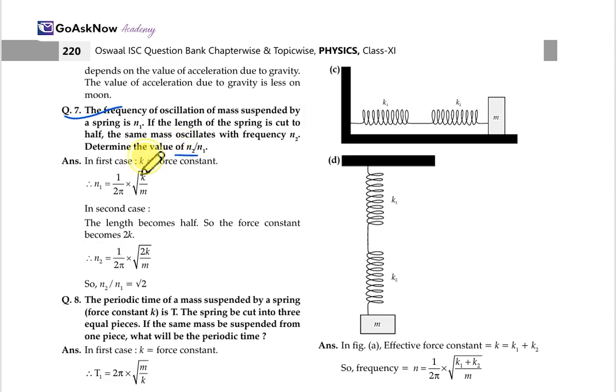In the first case, k is the force constant, so n1 equals 1 upon 2 pi into square root of k upon m. In the second case, the length becomes half, so the force constant becomes 2k. So here n2 will be equal to 1 by 2 pi into square root of 2k by m. So the ratio n2 upon n1 we get is root 2. So the value will be root 2.